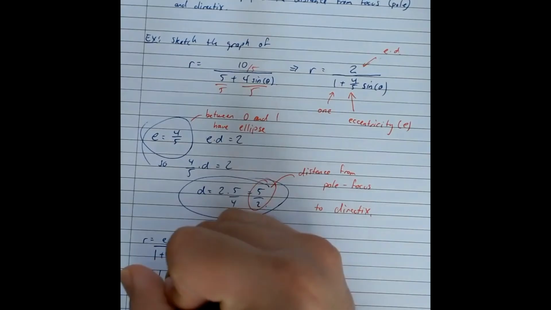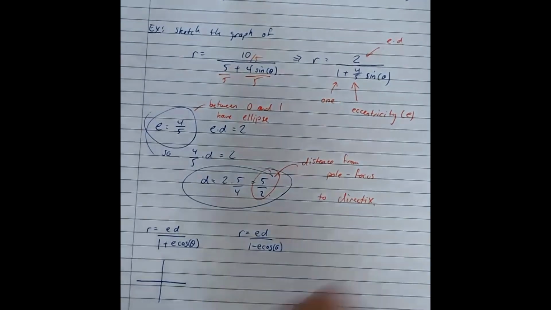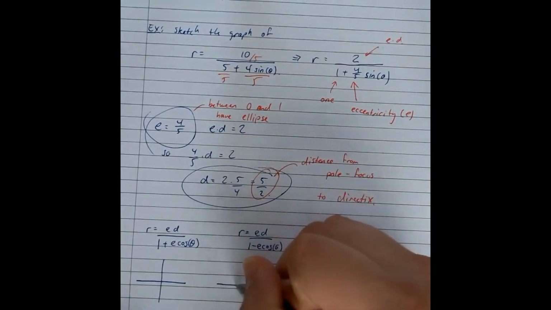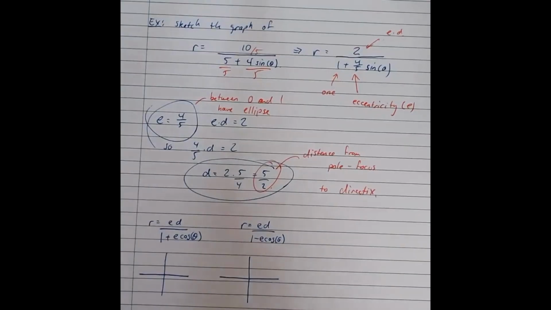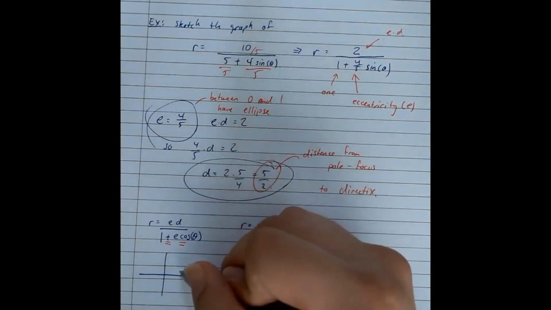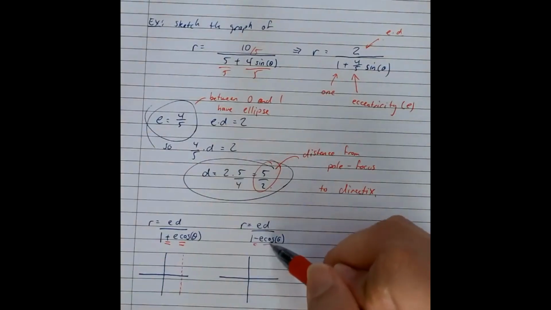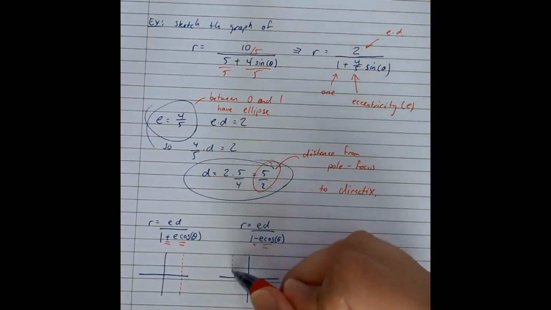So whatever your conic is, it doesn't really matter if it's a hyperbola, parabola, an ellipse, or really anything else. Well, I mean, I guess those are the only options, unless you count a circle. Here, the fact that there's a plus and a cosine tells you your directrix will be vertical and to the right. Here, the fact that there's a minus and a cosine tells you it's going to be vertical and to the left.